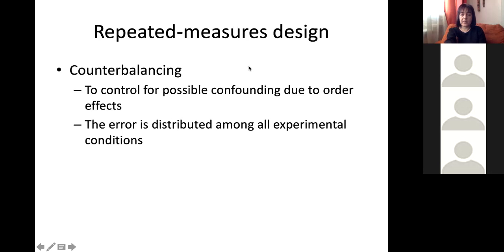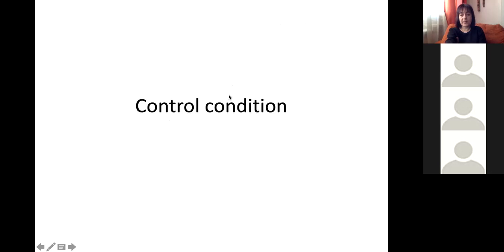Maybe later when we do the exercises, we can speak about them again. But what I want to talk about now is the so-called control condition. This is something that is already common knowledge. Maybe people use the term also in everyday language, but in experimental designs, control condition means something really specific.